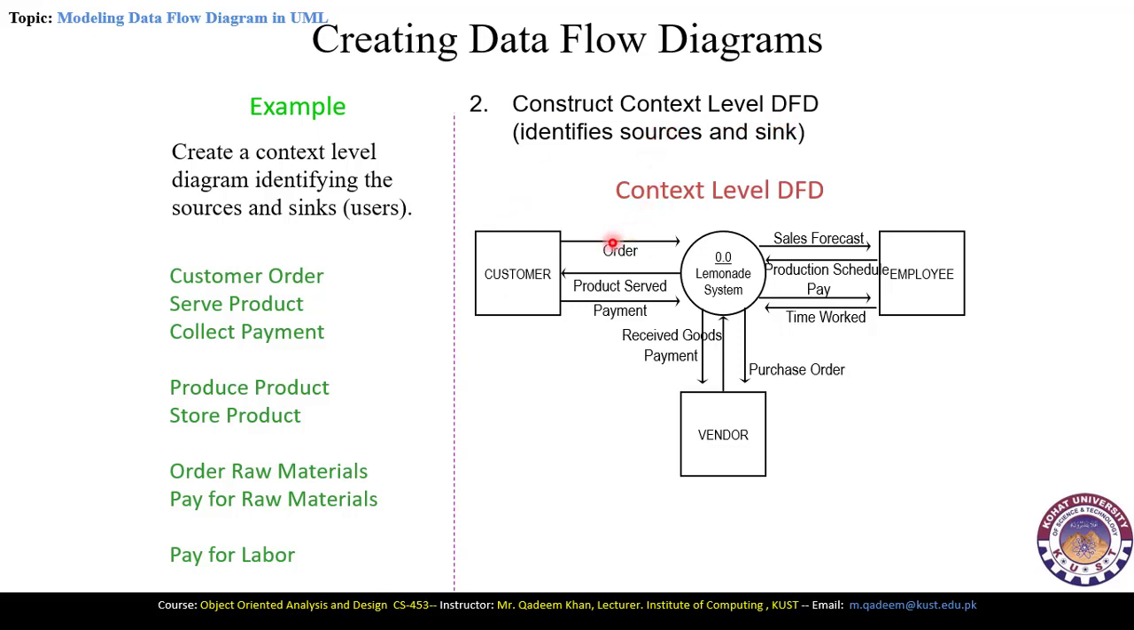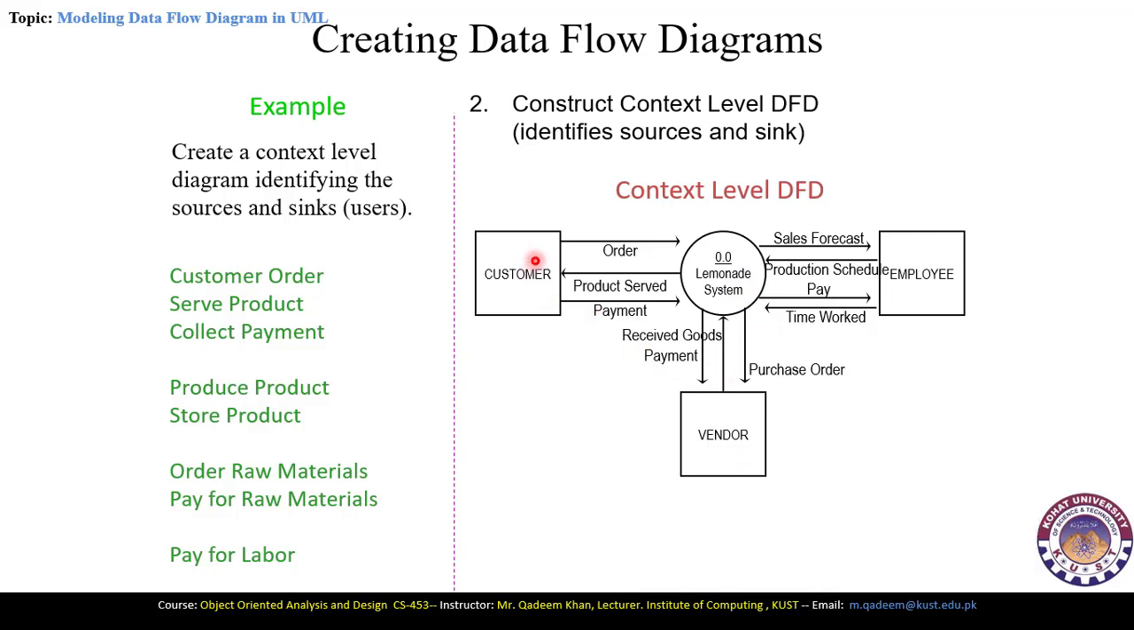So here we will create the level 0 DFD. Here we require the system name, for example, lemonade system. So the lemonade system will take orders from the customers, and it is also connected with the employees, and it will also connect with the vendors. The basic purpose of this system is to provide different products to the customers, and these products will in fact be provided by the employees as well as the vendors.